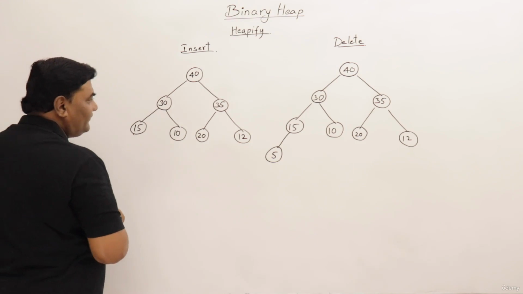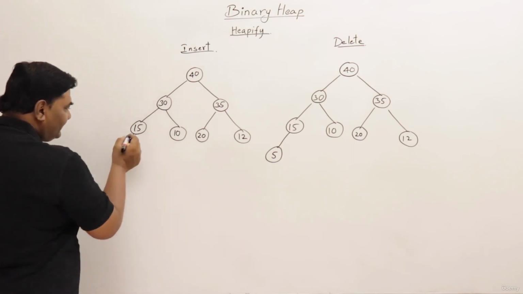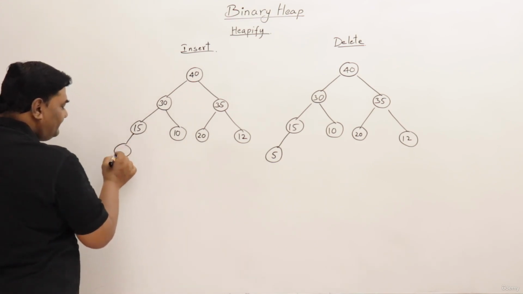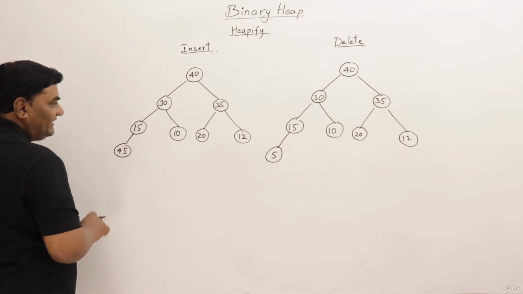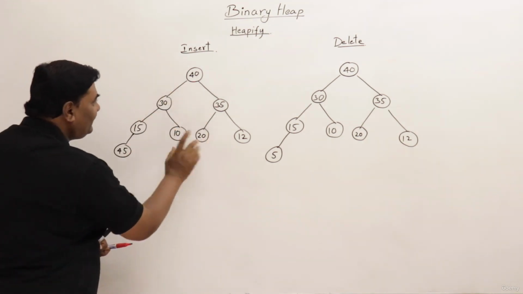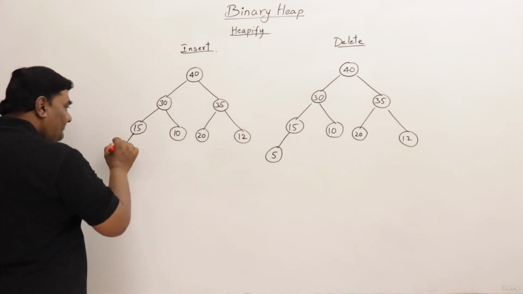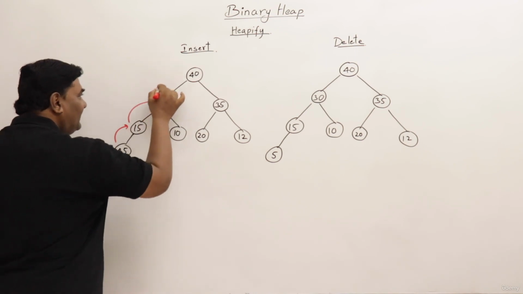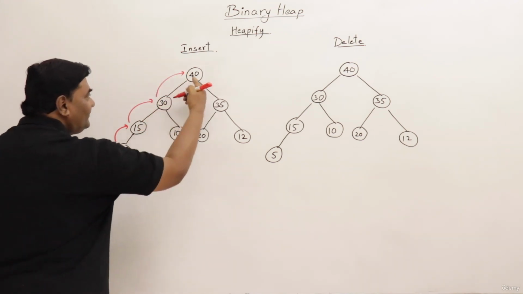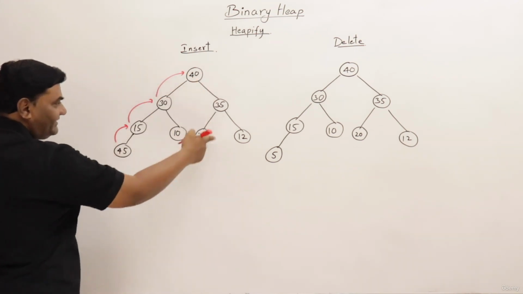Suppose I want to insert 45. Where it should be inserted? It should be inserted in the next complete binary order position. So this is the next free space in complete binary order. This is complete binary but not max heap because 45 is here. So what we do is compare with the parent and its parent and its parent and move 45 towards root because this is the largest element here.